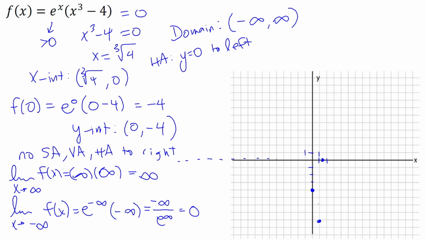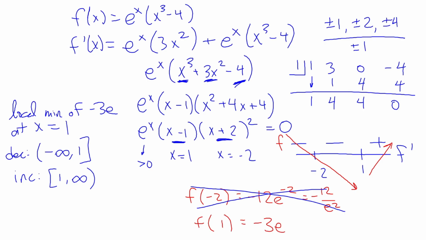And now we will move on to our second derivative. Our first derivative was e to the x times x cubed plus 3x squared minus 4.